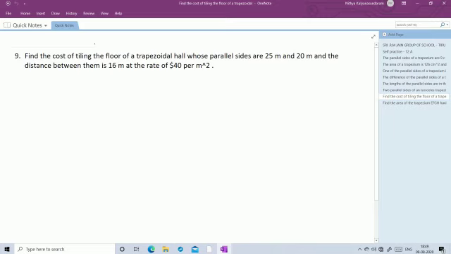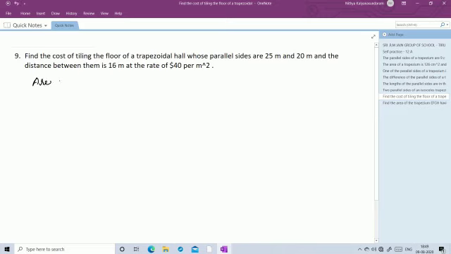Next question. Find the cost of tiling the floor of a trapezoidal hall whose parallel sides are 25 meter and 20 meter and the distance between them, so the height, is 16 meter, and the rate is rupees 40 per meter square. So first calculate the area of the trapezium, and after that you will find the cost of the tiling.